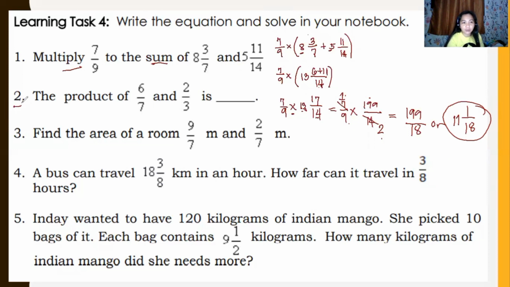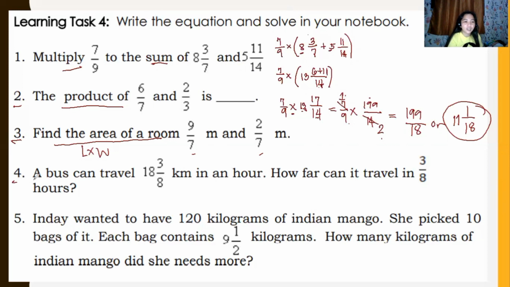And in number 2, I will not answer it anymore, but I will give you tips. So the product of, isa lang yung operation kasi yun lang yung nabanggit. And then in number 3, find the area of the room. So when we are finding the area of the room, dahil dalawa lang naman yung nabanggit dito, it is a rectangle. Paano ba pag sinabing area of rectangle? That is length times width.